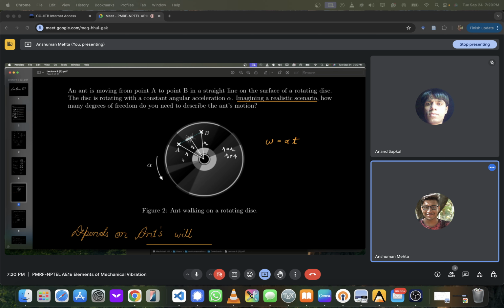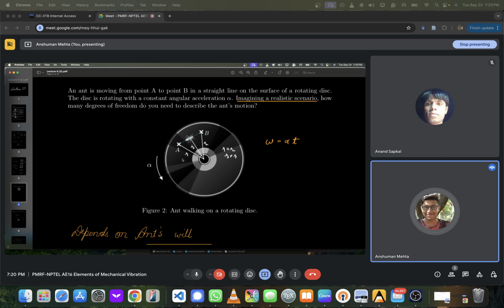Assume yourself being an ant and you are on a very large disk rotating at very high speed, okay, and it's increasing in speed because there is angular acceleration. So omega is equal to alpha t. Omega is the speed of rotation, and as the time progresses this alpha t becomes more and more. So this omega becomes more and more.